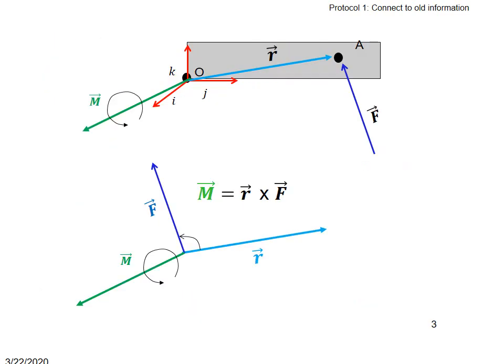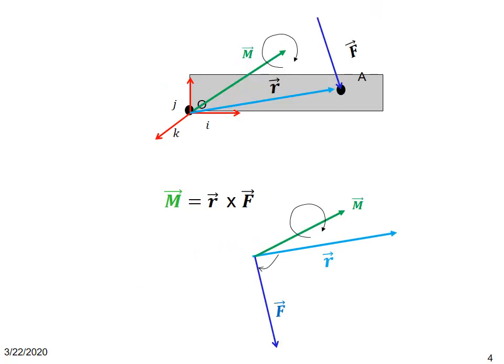We have also seen that the moment vector is perpendicular to the position vector and the force vector. Depending on the orientation of r and F, we may get an anti-clockwise moment or a clockwise moment. This is what we discussed in the previous lecture video.